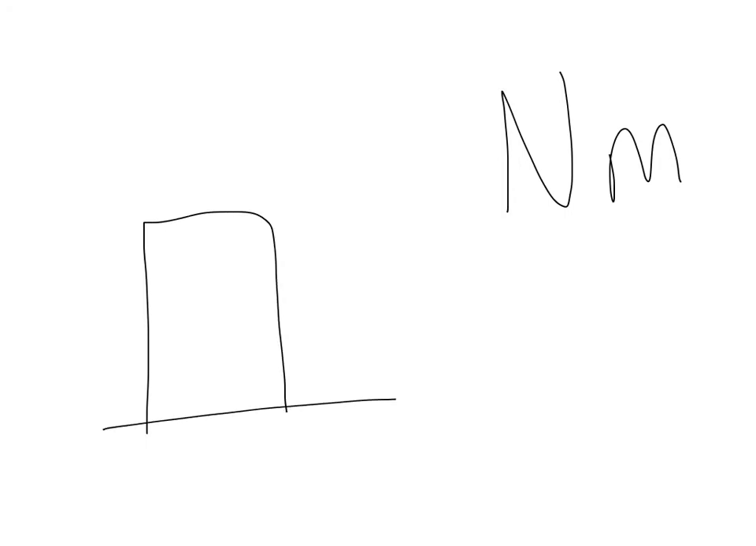What I didn't mention there was the unit for the moment, and that's the Newton meter, because it's force times distance. That leads me on to stability. Stability involves having a box like this, and we need to define something called the centre of mass. The centre of mass is the point through which all of the weight can be said to act.